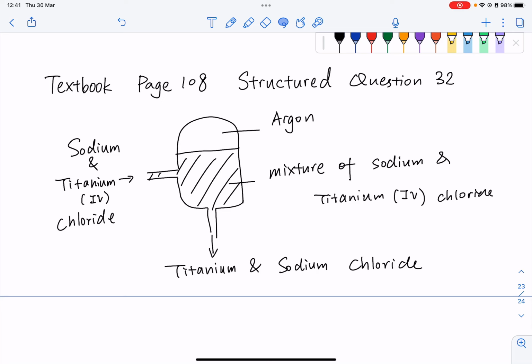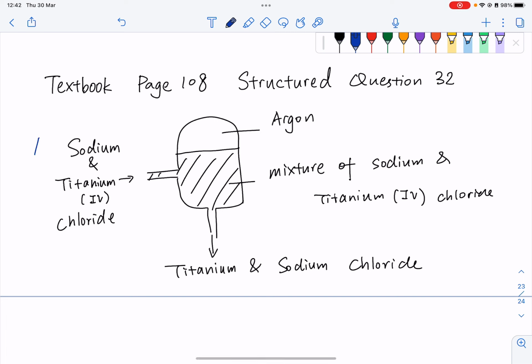Now let's turn to page 108 and do question 32 here. It's a schematic diagram showing a reactor to produce titanium from titanium(IV) chloride, right? Firstly, if you see those words, it's a bit hard to process, right? The first step we do here is to try to turn everything into chemical formulas.